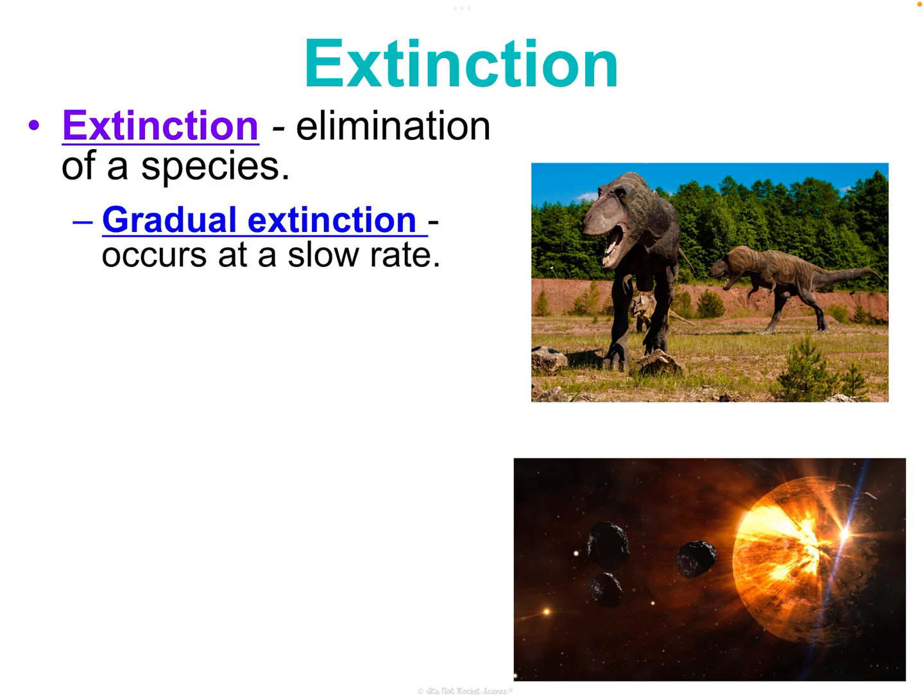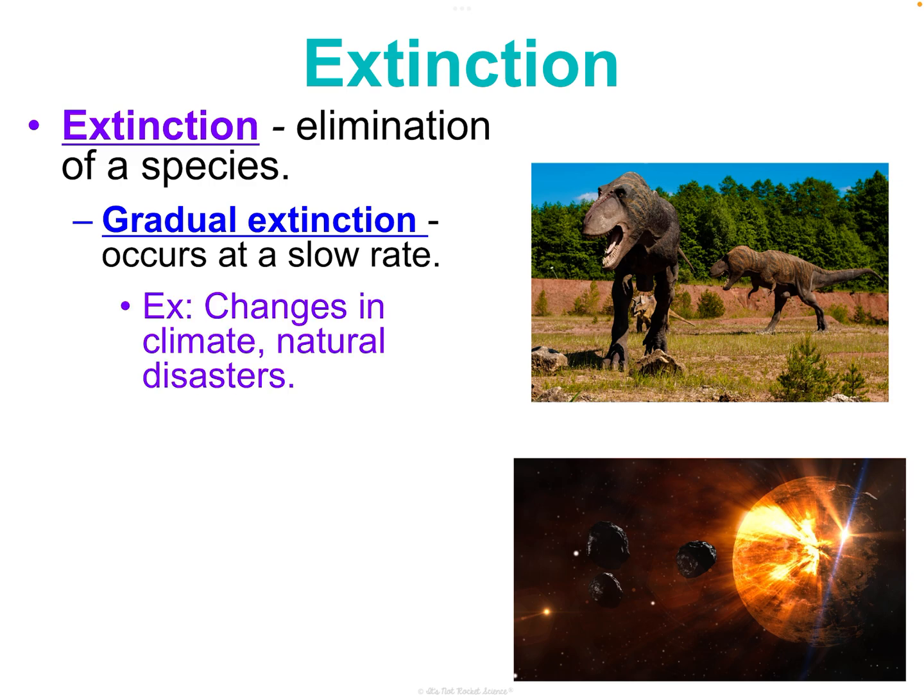But there's also a gradual extinction. This occurs at a very slow rate over a lot of years, and normally this is changes in climate or a natural disaster causes this type of extinction. There's some evidence that it's currently happening right now with how the climate is changing in the world, and there are a lot of species that are dying out right now.